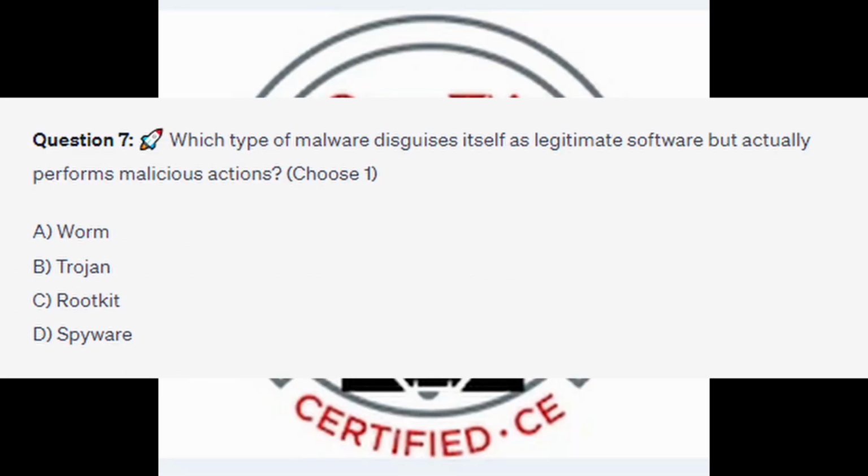And for the next question of our exam, question number 7. And the question states, which type of malware disguises itself as a legitimate software but actually performs malicious actions? Choose 1. Is it A, worm? Is it B, Trojan? Is it C, rootkit? Or is it D, spyware? You now have 5 seconds.